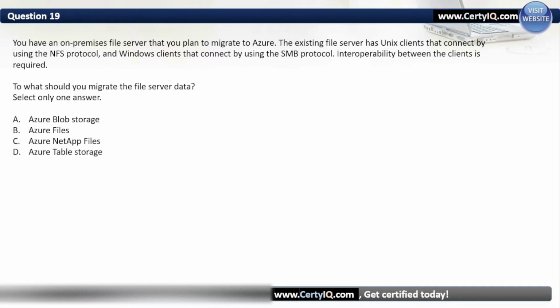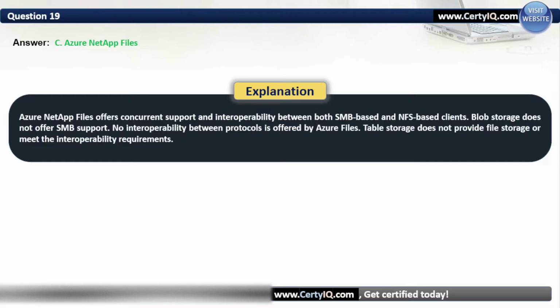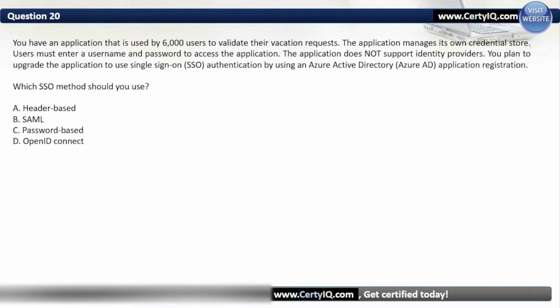The correct option is C, Azure NetApp Files. Azure NetApp Files offers concurrent support and interoperability between both SMB-based and NFS-based clients. Blob storage does not offer SMB support. No interoperability between protocols is offered by Azure Files. Table storage does not provide file storage or meet the interoperability requirements.